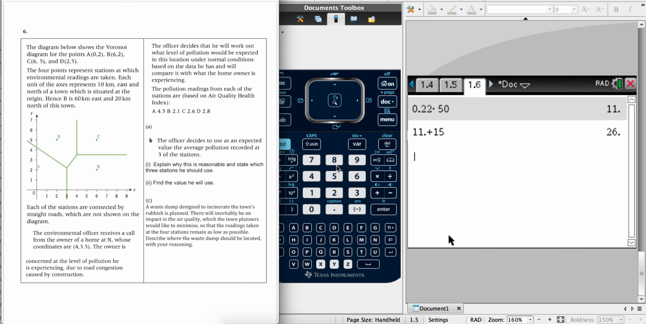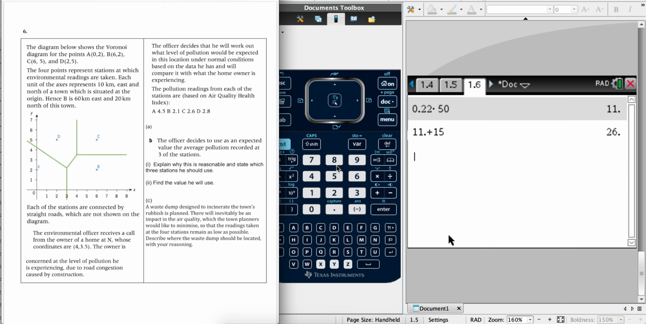Question 6 is on Voronoi diagrams. It is worded a little bit tricky, but the actual questions, we've just got to read through and see what it's asking us to work out. So we've got these four different points, A, B, C, D, and they're different stations where environmental readings are taken. And we've got on there the Voronoi diagram drawn.